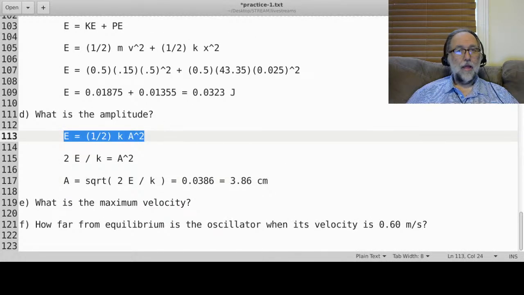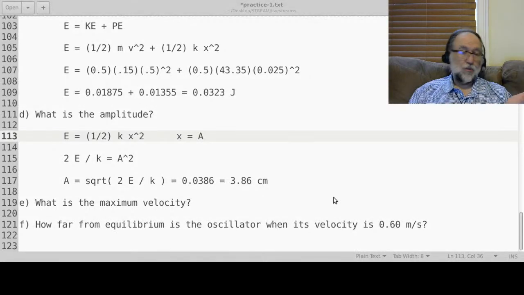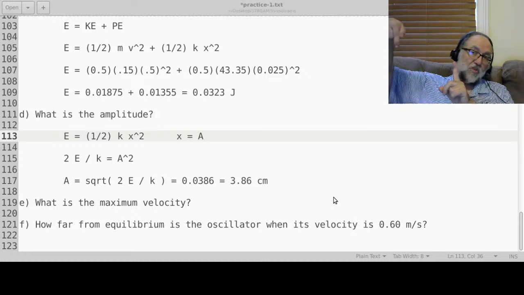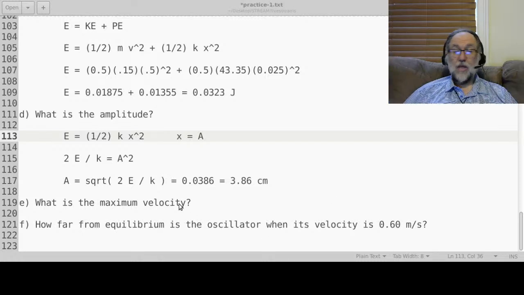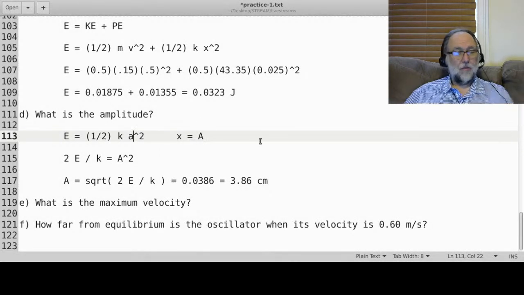And so you can use this equation here, like that. And you go, wait, where did that A come from? Above I had x. That's right, I had x. But what is x equal to at an endpoint? Well, x at the endpoint is the amplitude. That's what you mean by the amplitude. Amplitude is the furthest you're going to get from equilibrium. And so when you get to the endpoint there, x is equal to A. And so the formula for the potential energy is 1/2 kx squared, but x is equal to A at the endpoint, and so you could just write this.